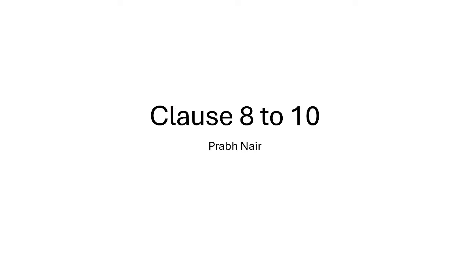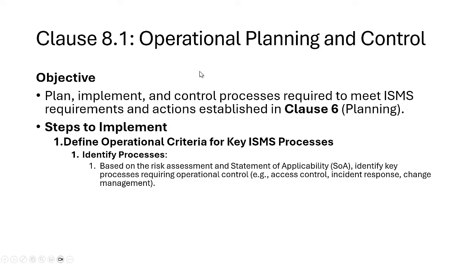So we have the next important plan, which is called clause 8.1. We're done till clause 7, and now we are in the phase where we follow clause 8.1, which is all about implementing the controls we have selected. Clause 8.1 talks about how to plan, implement and control the processes required to meet the ISMS requirements.